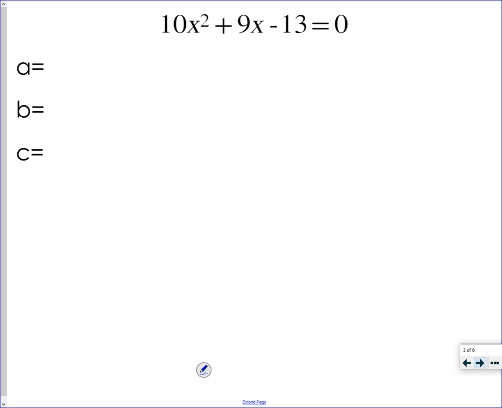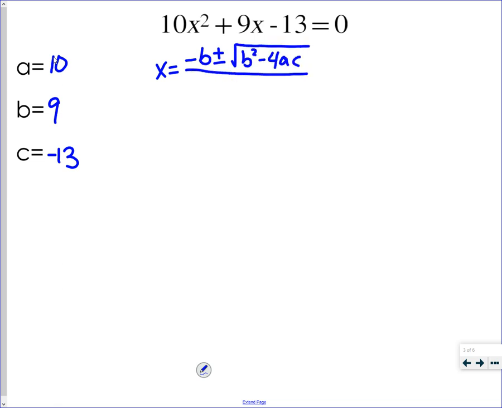So let's start here with getting our A, B, and C. So A is 10, B is 9, C is negative 13. Here we go. X equals negative b plus or minus the square root of b squared minus 4ac all over 2a. It gets to be a little bit of a trick to be able to write it as fast as you can say it. And I know you're probably sick of hearing me say it, and if you pause the video, just write it yourself, that's fine, but I'm just saying it really does help you if you sing it.